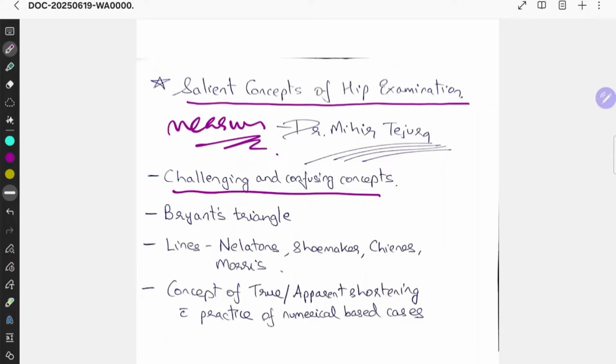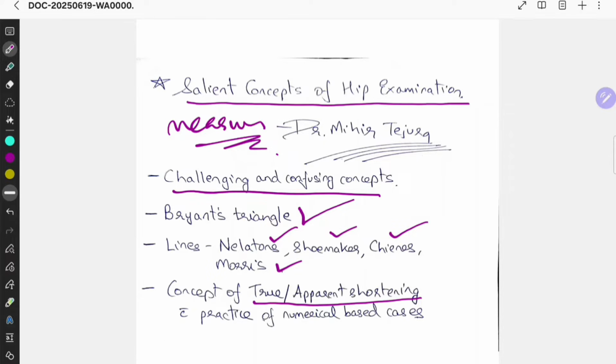So our plan for today is, we are going to discuss Bryant's triangle in detail with the concept. We are going to discuss the various lines like Nelaton's line, Shoemaker's line, Chiene's line, and Morris bitrochanteric line. And we are going to discuss the concept of true and apparent shortening in detail.